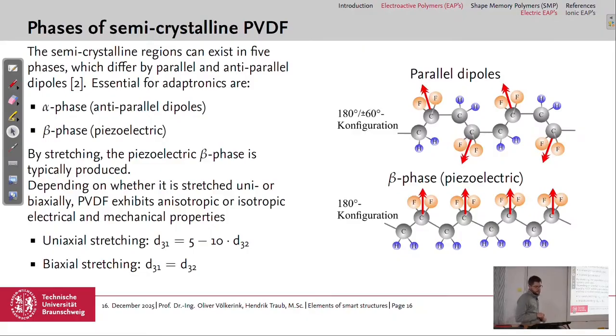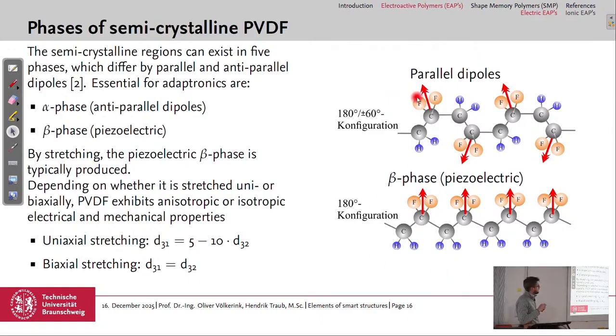So the semi-crystalline regions can exist in 5 phases, which differ in parallel and anti-parallel dipoles. But essential for us are 2 phases, the alpha and the beta phase. We have in the alpha phase anti-parallel dipoles, and in the beta phase we have the piezoelectric effect. So here it should read anti-parallel dipoles. It's a small mistake on the slide. This is the alpha phase, and here below it's the beta phase.